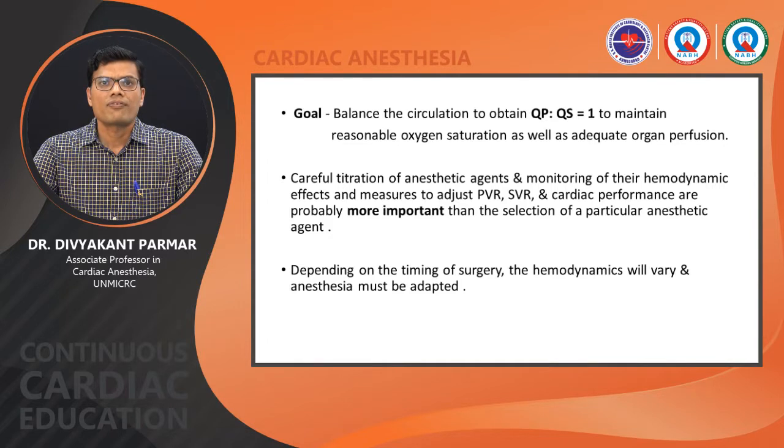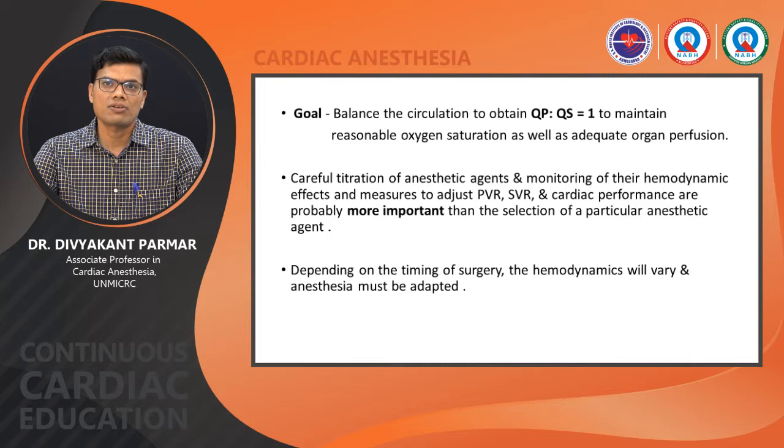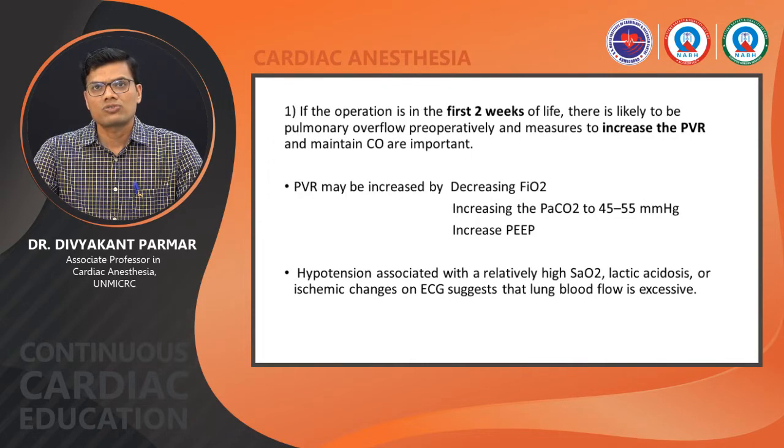Careful titration of anesthetic agents, monitoring of their hemodynamic effects, and measures to adjust PVR, SVR and cardiac performance are more important than the selection of a particular anesthetic agent. Depending on the timing of surgery and patient presentation, the hemodynamics will vary and anesthesia must be adapted. If the operation is in the first 2 weeks of life, there is a high chance of pulmonary overflow preoperatively, and so measures to increase the PVR and maintain cardiac output are important.